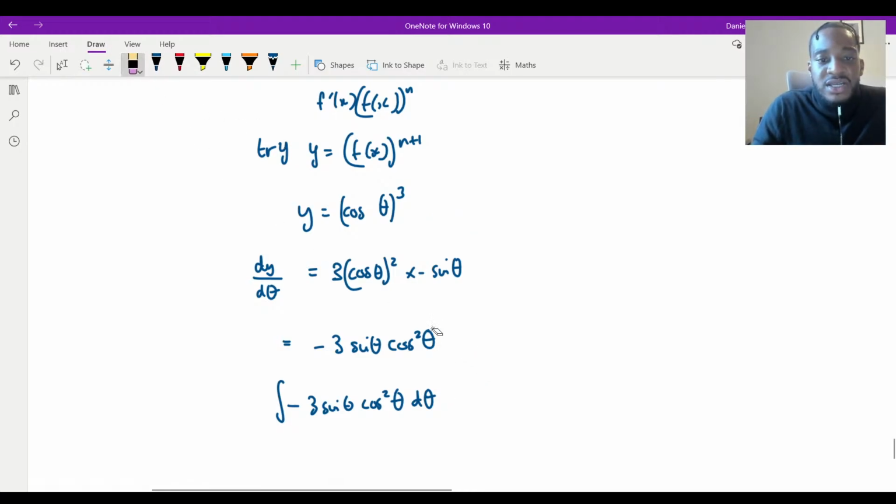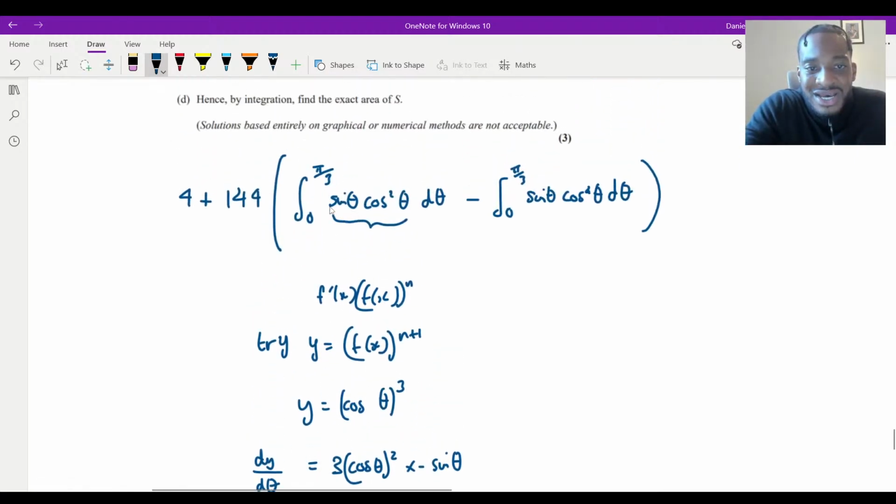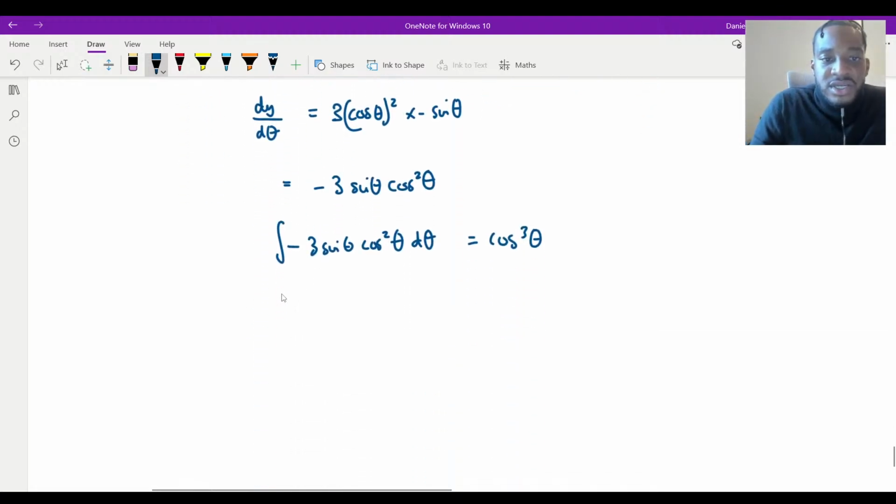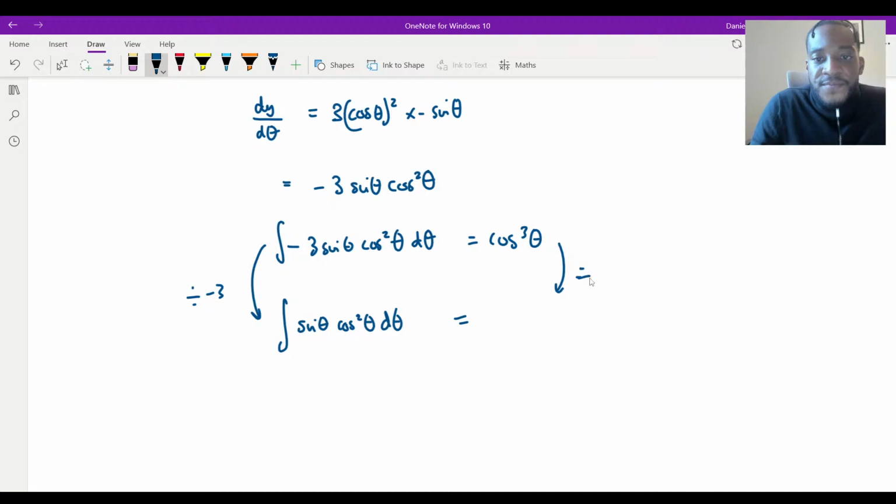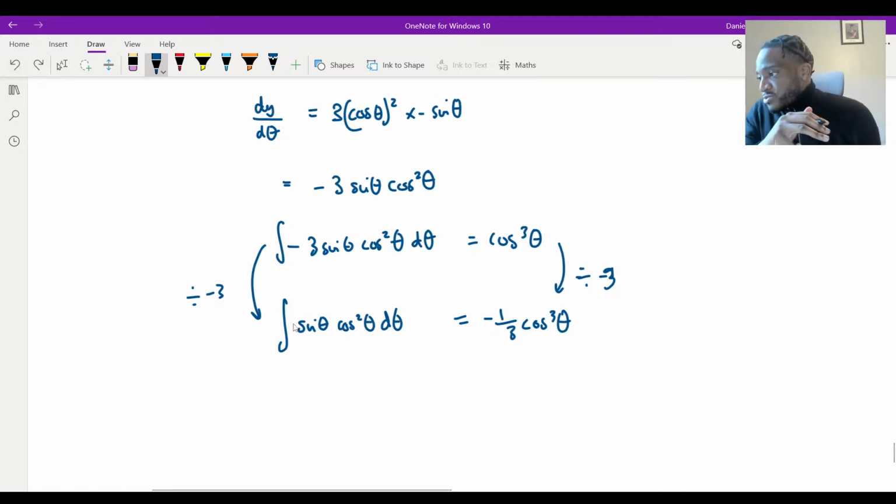So if I integrate that, it's going to cancel it, so it's going to be equal to cos cubed theta. If that's the case, remember our integral is without the 3, so it's actually integrating sine theta cos squared theta d theta. What is the difference between these? We're just divided by minus 3. So therefore, it's going to be minus a third cos cubed theta. That's it. Obviously plus c, but we're doing a definite integration, so I'll just leave it like that. So minus a third cos cubed theta.